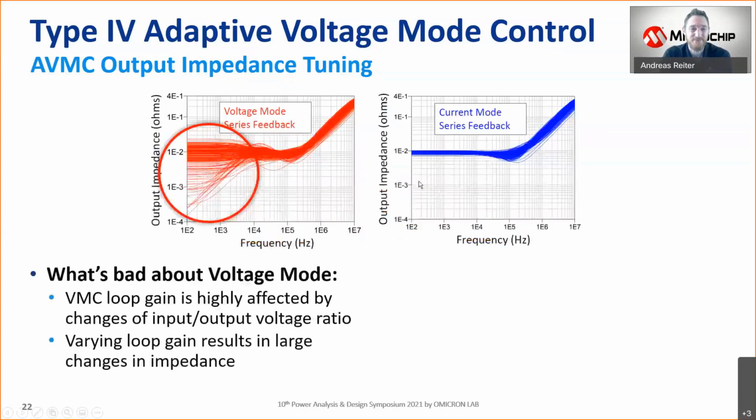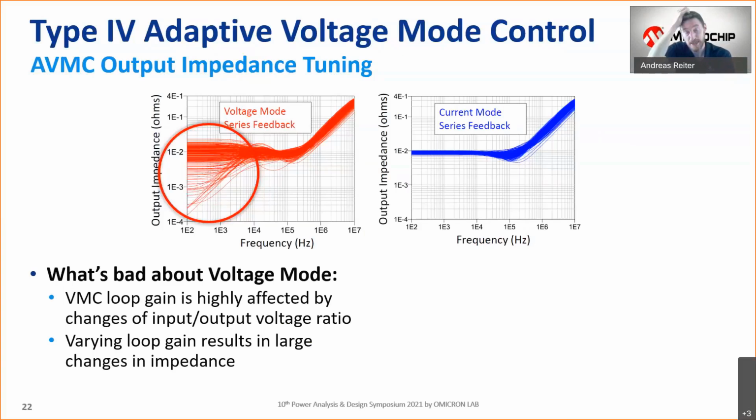Good. So what's bad about voltage mode? A voltage loop is highly affected by changes in input and output voltage ratios. So when the voltage across the inductor drops, then we lose gain. So the whole frequency domain we have adjusted comes down. And when we go to a high line condition, then the total loop gain goes up. So it's very, very hard to estimate what the real bandwidth and also the output impedance might be.